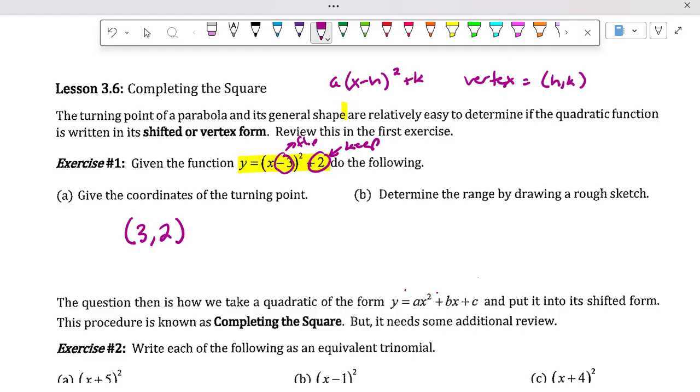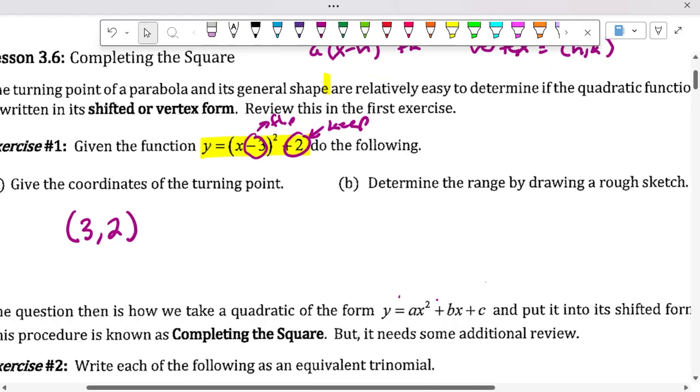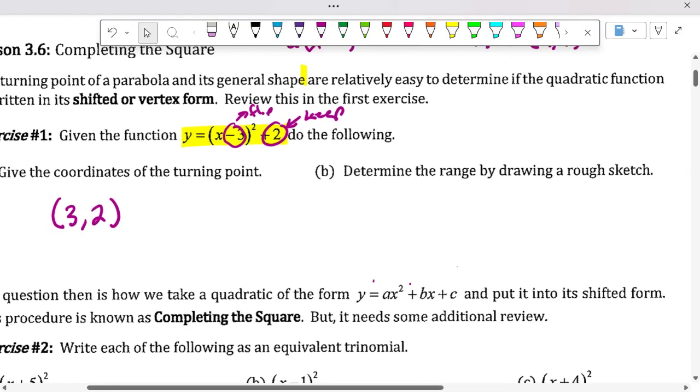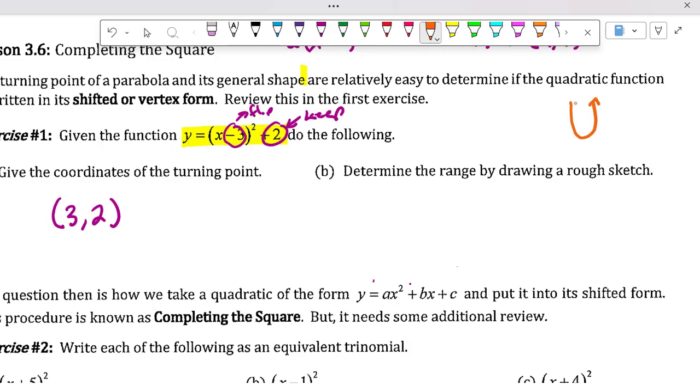So this would be +3, 2. Now, here's my question. Based off of this graph, or based off of this function, do you think the graph is going to open up or down? It's going to open up. Why? What usually dictates that? The a value. What's the a value here? +1. All right, so it's going to open up. Mean my vertex is right here. So that'll be 3, 2.